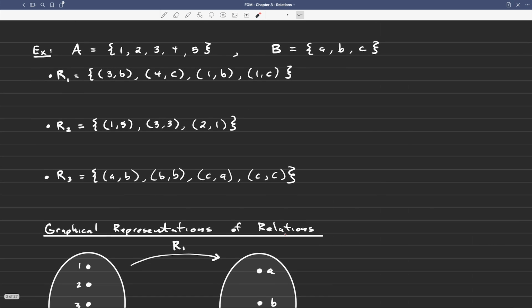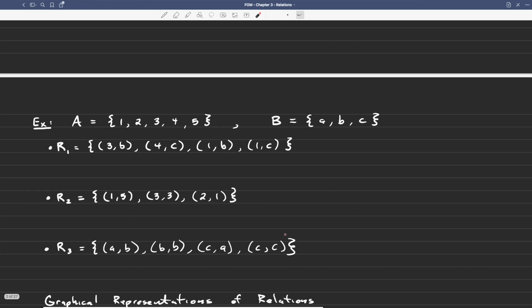So let's start off with a toy example. In this example, we've got the set A is the set of integers 1 through 5, and the set B is the set of letters A, B, and C. Let's focus on R1 here for a second. When you look at R1, you notice that all those first components, 3, 4, 1, 1, are coming from the set A. And all the second components are coming from the set B. So what we're looking at here is a subset of A cross B. So this means R1 is a relation from A to B.